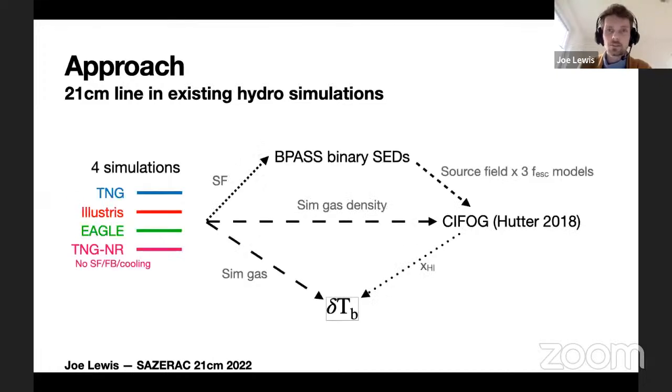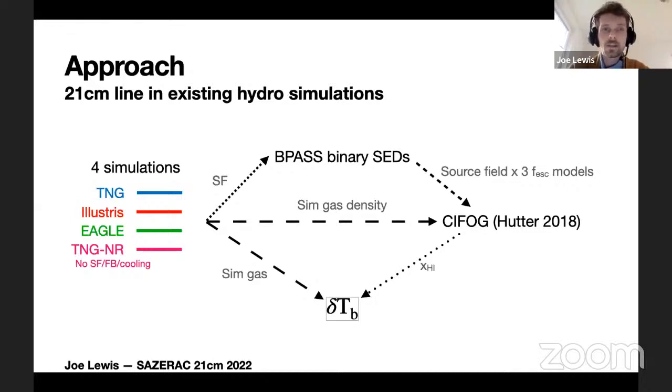So if I were to make a very basic sketch of what the pipeline is, I'm taking my 4 simulations, which are again TNG, Illustris, Eagle, and I have a model variant run of TNG, which I'll get back to a bit later. And I'm taking their star formation, turning it into source fields of ionizing photons using BPASS binary SEDs. And then I'm applying some typical assumptions about what the unresolved escape fraction might be.